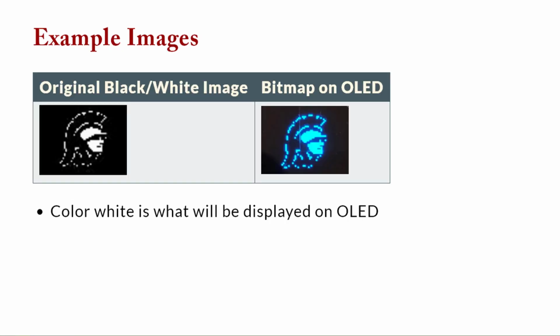So once we display an image, this is what we're going to look for. For example, here is an image, say from your computer or your phone, in black and white. When you display it on the OLED, this is what it's going to look like. Just keep in mind that's what it's going to be.